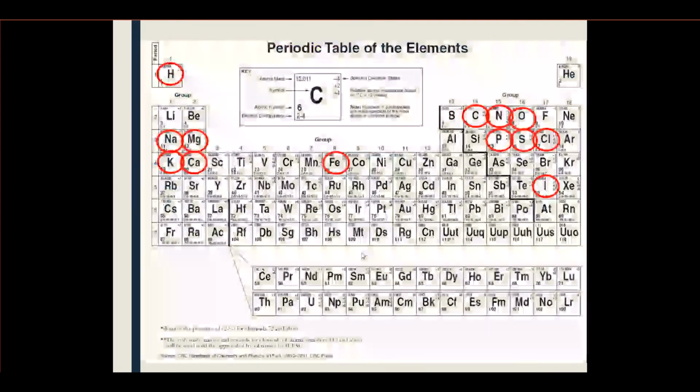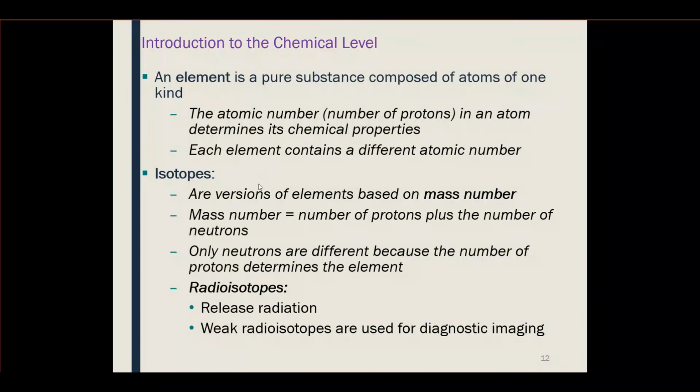Okay, so each one of these boxes is an element, right? It's a different element. That's what we've been looking at. So an element is a pure substance composed of atoms of one kind, right? In carbon, there are only carbon atoms. No other atoms would be there.